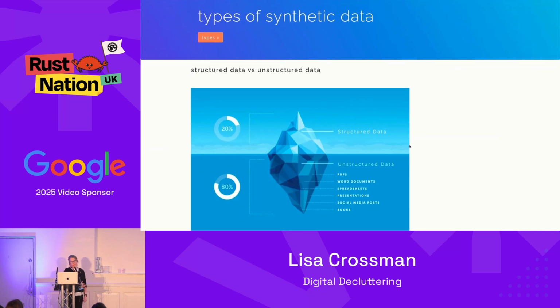And types of synthetic data then. So you probably saw the iceberg story before. Structured data is around 20% of all the data, and that's the data which is collected in databases and has tags and is well understood, whereas unstructured data is everything else.